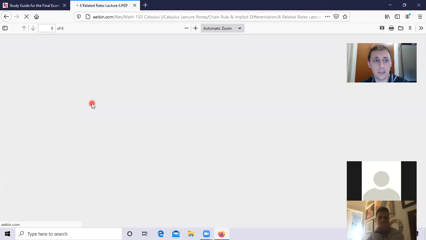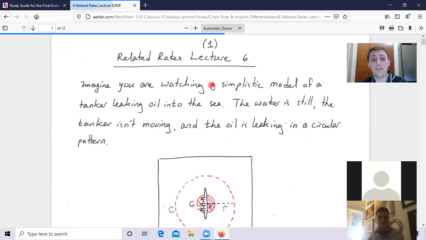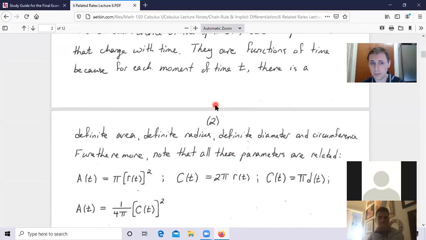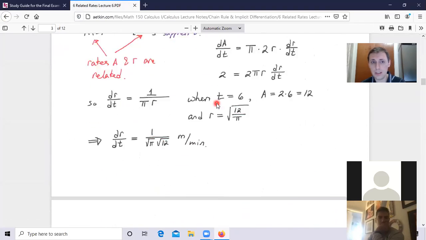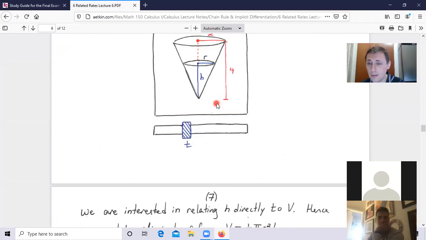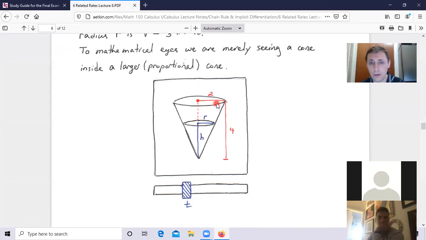Here, number 6, related rates. And actually, the first question is indeed about spill. You see? So I try to explain to you what the idea is. It's just 12 pages. Not so much to read. 12 pages written with my wonderful, exceptionally beautiful handwriting.